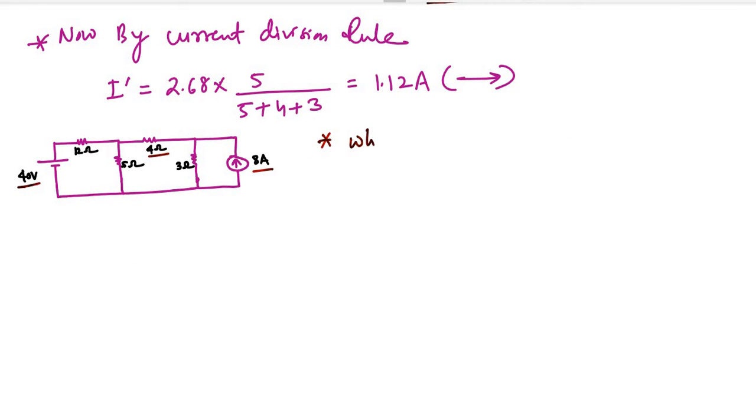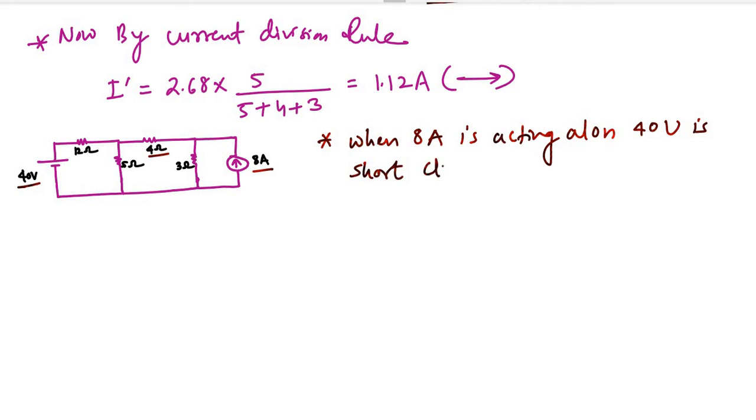Now when 8 ampere is acting alone, the 40 volt source is short circuited because it is a voltage source and the resistance of an ideal voltage source is 0. That's why it is short circuited. So what is the circuit diagram when 8 ampere is acting alone?